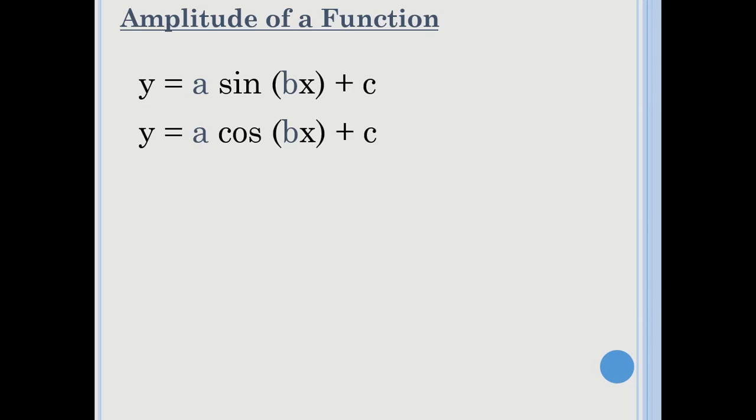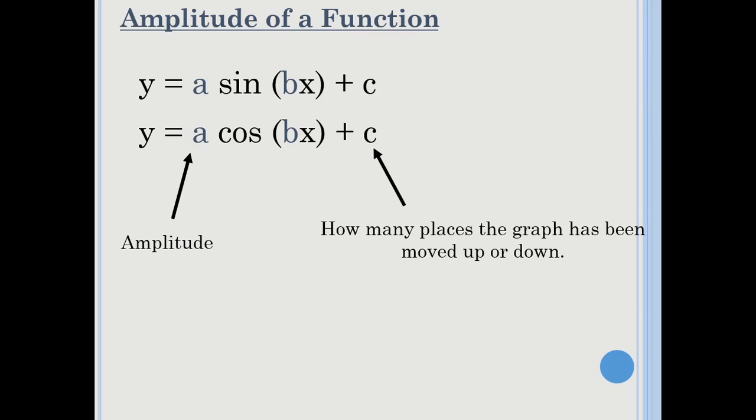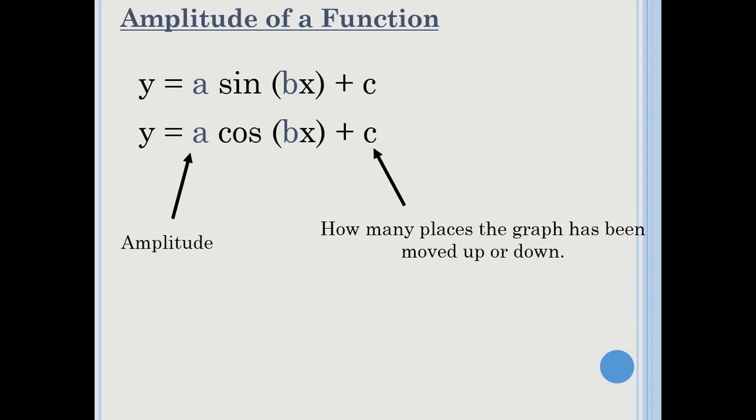If we have y equals a sine bx, and then we add on a c, a constant, this is the last part we're going to look at: what that does to the graph itself. We know that a is the amplitude, b is how many times it repeats itself, and c is how many places the graph has been moved up or down. We saw that in the previous example. The graph had been moved up and down the y-axis, and that's where this number c comes in.